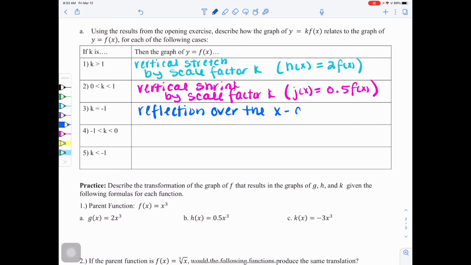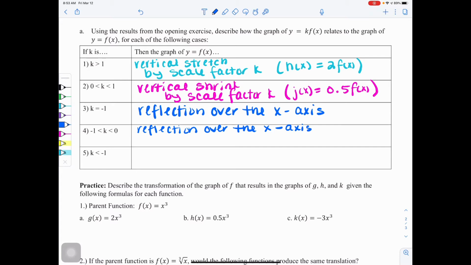When you look at -1 less than k is less than 0, again, we don't have one on the front that directly relates to that, but thinking about what we learned already, we have a negative number, so we know it's going to reflect over the x-axis. So reflection over the x-axis, because it's on the outside, being multiplied by a negative.